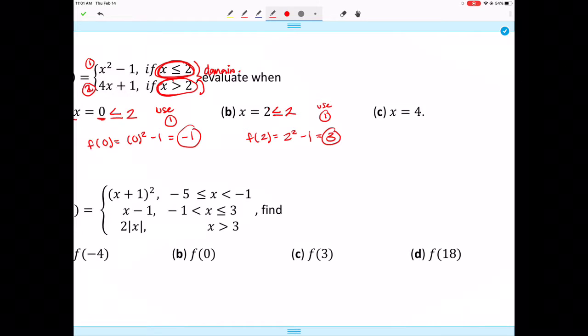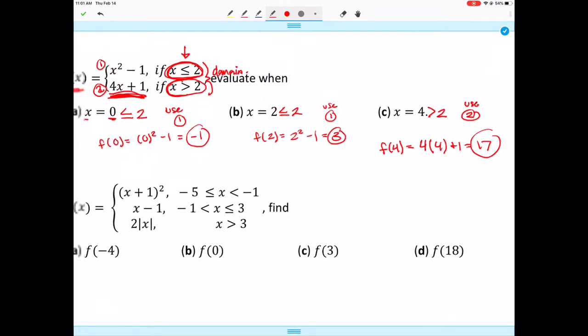Okay, so we'd say x equals 4. Is 4 less than or equal to 2? No, it would not. But 4 is greater than 2. So we would choose situation 2. So f of 4, and then we'd use this equation, 4 times x, where x is 4, plus 1 gives us 17.